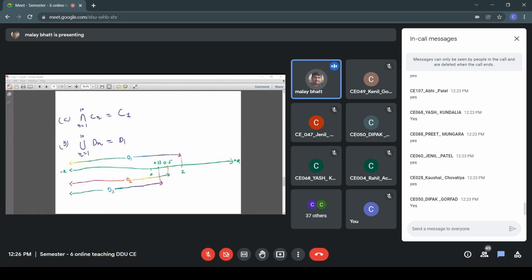Okay, any query up to this? Yes, do you have any query up to this? If you have a query, you can raise it. You can write in the chat window, because once you do this, I will come to know whether you understood the thing or not.